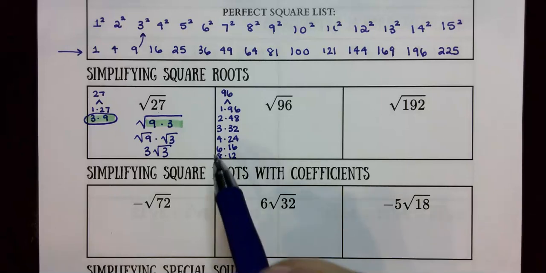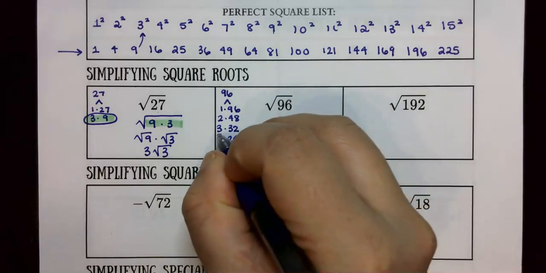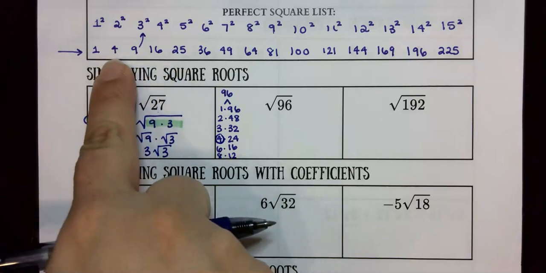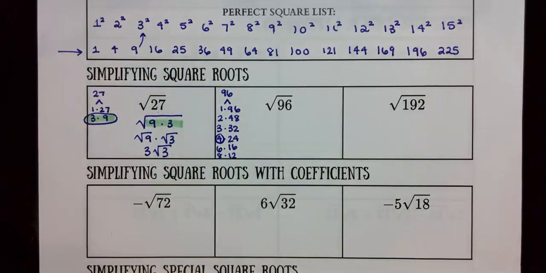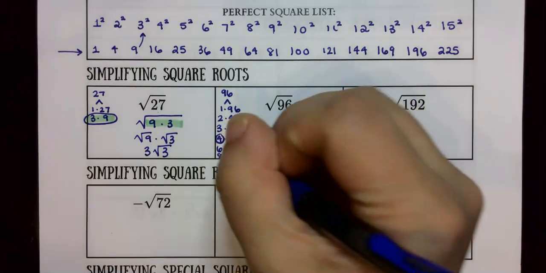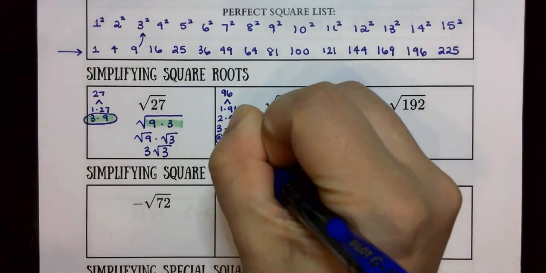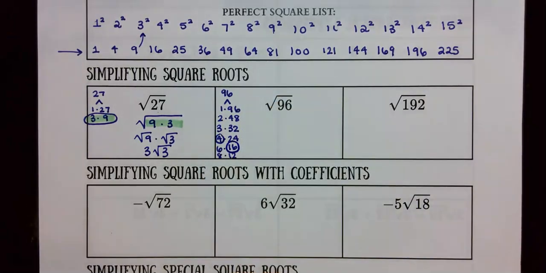So if you look right here, we know 4 is a perfect square because 4 is right here. 2 times 2 gives us 4. But if you keep on looking, please make sure that when you find your perfect square, you look for another one. You're going to notice that 16 is also in this list. So if you look right here, 16, 6 times 16 gives us 96.